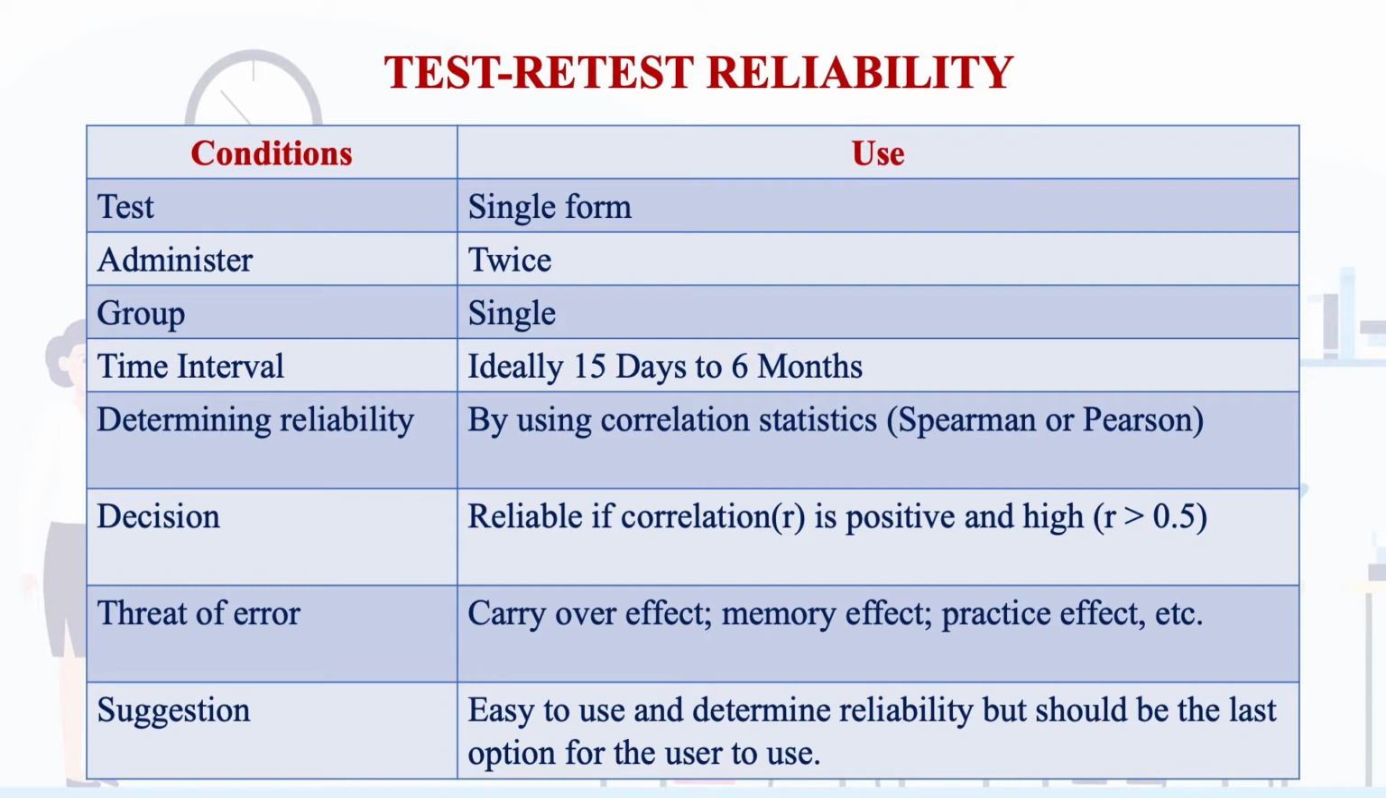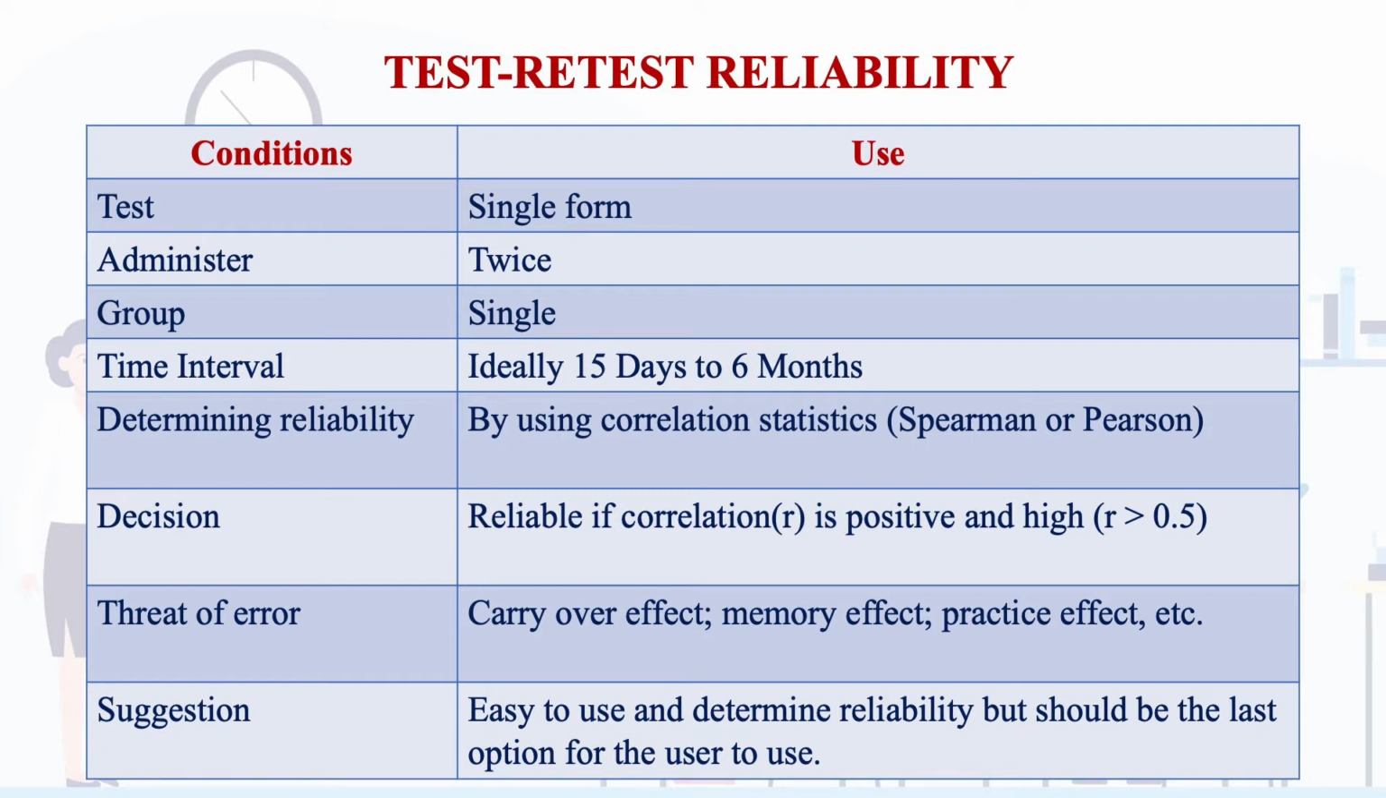Now let us focus upon the first method, that is the test-retest reliability method. Here you see on the left side the conditions are given, and on the right side its uses are given. The very term used in this method is test-retest. That means the test will be administered first, and the same test will be re-administered after a lapse of time, after a gap of time. So that will be the retest. That's why the very meaning of this method is the test will be administered twice. Testing will be done twice.